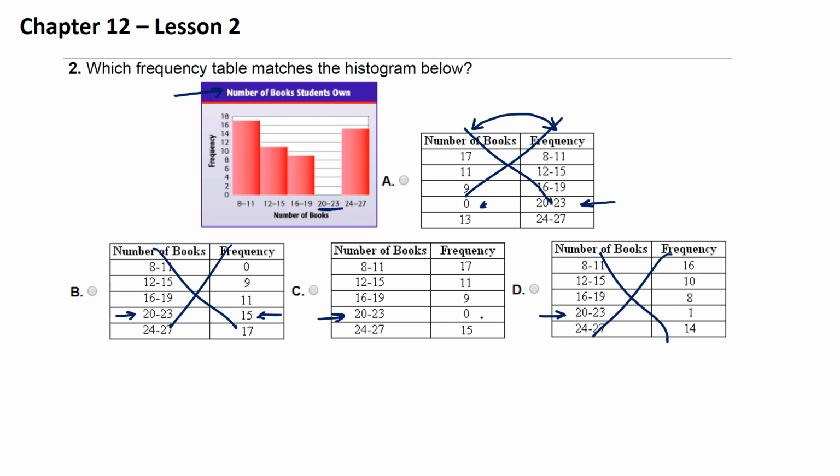So, owning 8 to 11 books is 17 people. Is that true? Yes, 17. Owning 12 to 15 books is 11 people. Is that true? Yes. Owning 16 to 19 is 9 people. Yes. And we already said that this is 0. Owning 24 to 27, is that 15 people? And that is true, 15 people. So it is answer choice C.